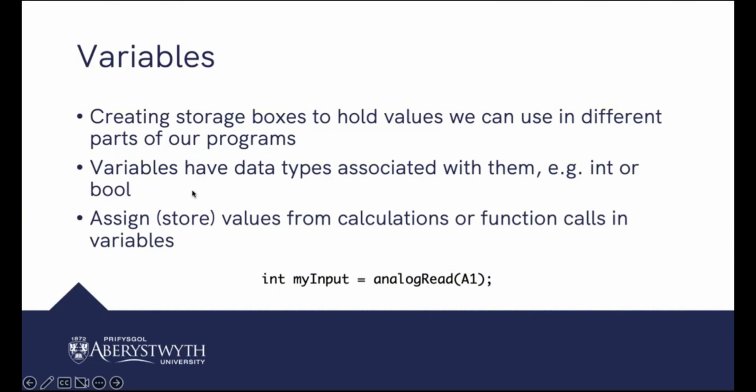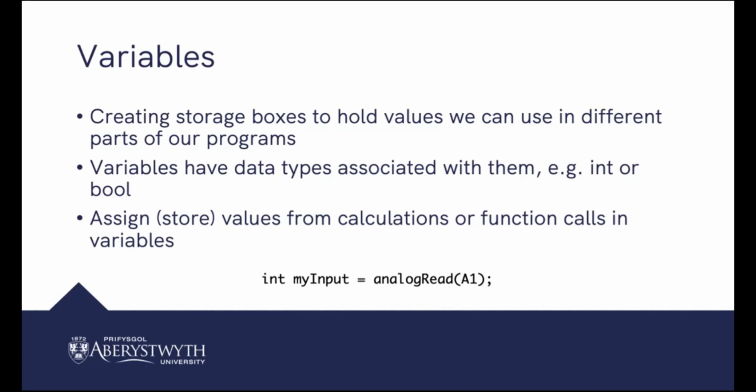But also mentioned booleans, so true or false, high or low. And we could have a look at some other data types further down the line. So each variable has a data type associated with it. And when we're using a variable, we talk about assigning or storing a value to that variable.